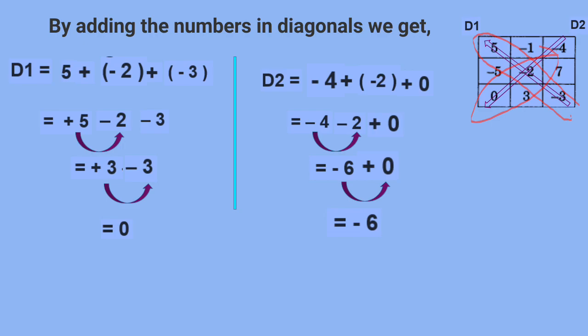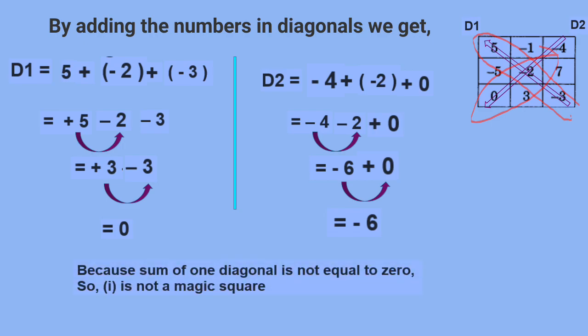So is this a magic square? No, this is not a magic square. So I will write the answer like this. Because the sum of one diagonal is not equal to 0, the figure 1 is not a magic square. I have to write the answer like this. After solving all the rows, columns and diagonals, you have to write like this. Okay, next question is another square.